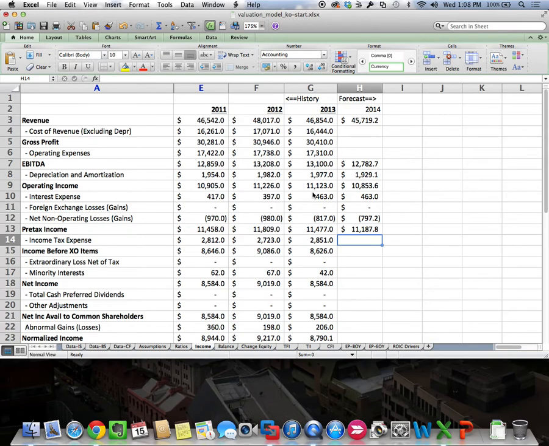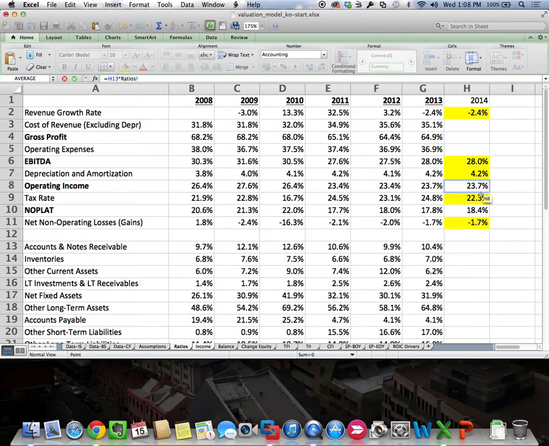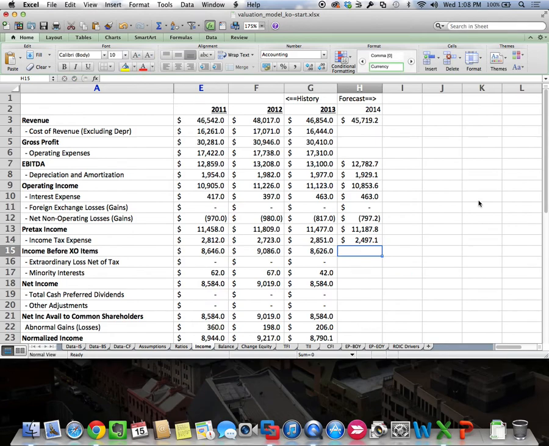That gets us a forecast for pre-tax income for Coca-Cola. Next, income tax expense. They're going to have to pay tax on that. Equals the pre-tax income times, from the ratios tab, 2014 tax rate. That would be the taxes they would have to pay, assuming that tax rate. Income before extraordinary items equals pre-tax income minus the taxes. That gets us an income before extraordinary items of 8690.7.